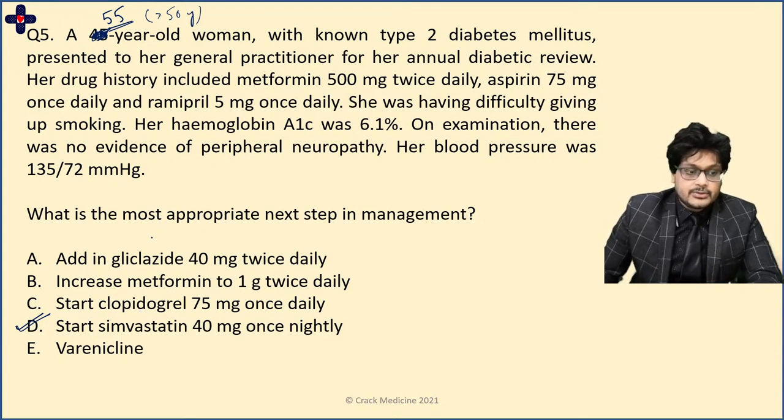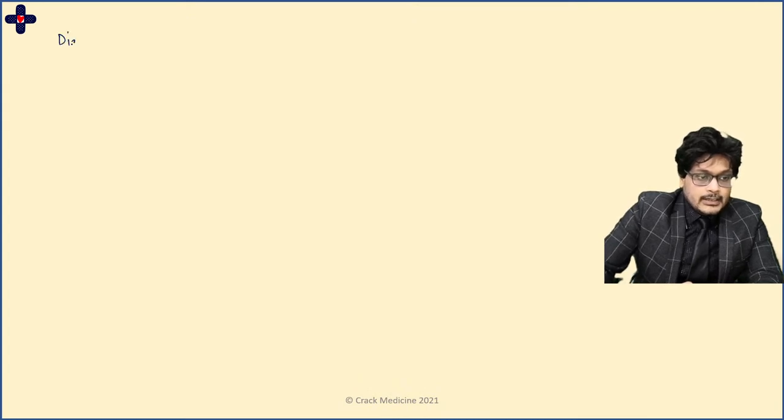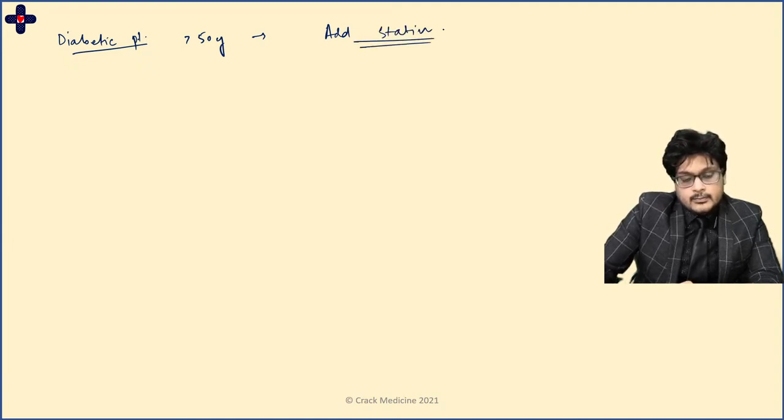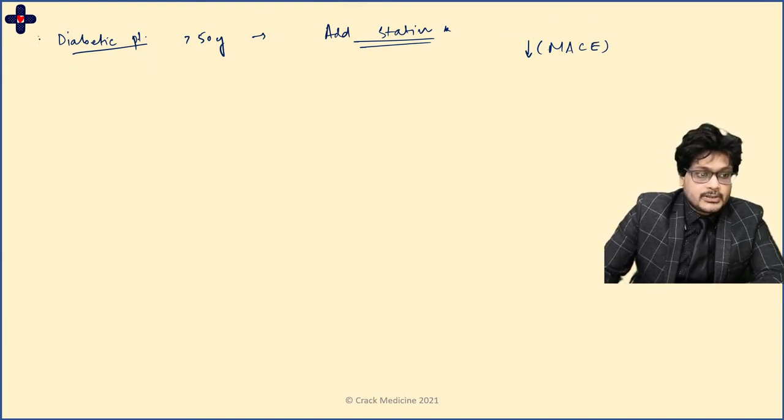But here in this question, what we are trying to look at is we are trying to find out when a patient is diabetic, okay, and diabetic patient more than 50 years of age, please add a statin. Okay. This is your latest guideline recommendation. This has been shown to reduce your MACE, that is mortality from all causes cardiovascular events. Right. This has been shown and it is already proved now. So this is an approved treatment. So remember this point. Okay.